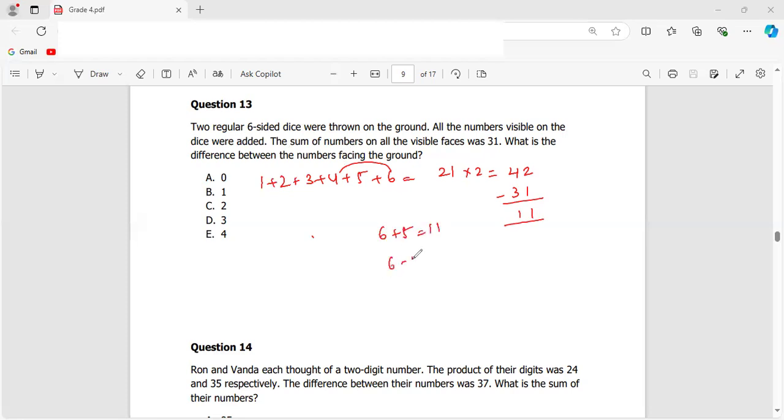So what is their difference? The difference will be 1. So my answer will be B. So the answer for question 13 will be B. Let's move on.